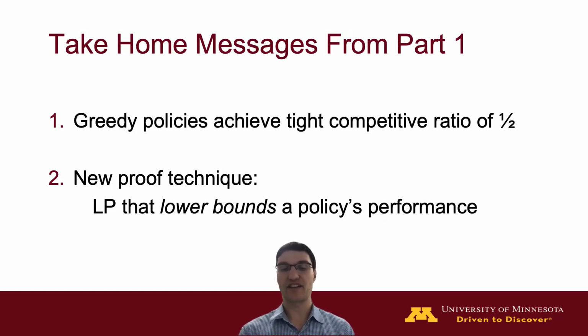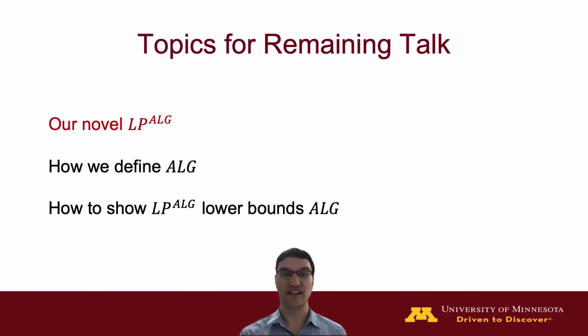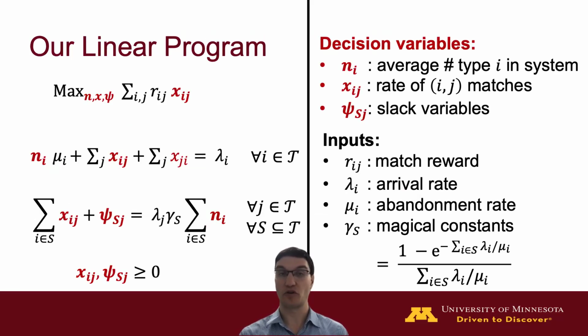So the content of this second video is going to be to actually go into the proof technique and the algorithm in more detail. In particular, things we're going to cover are: what is this novel linear program that we're using? How do we use the solution from that linear program to define our algorithm? And how do we show that the solution to this linear program actually offers a lower bound for the performance of our algorithm? So let's go right to the first of these. What is the linear program?